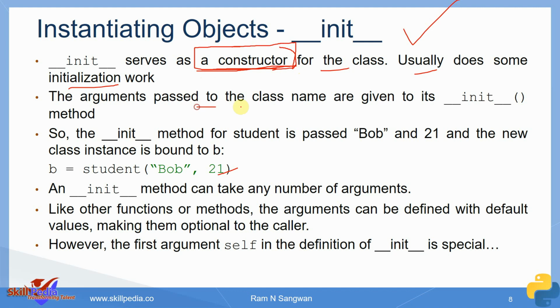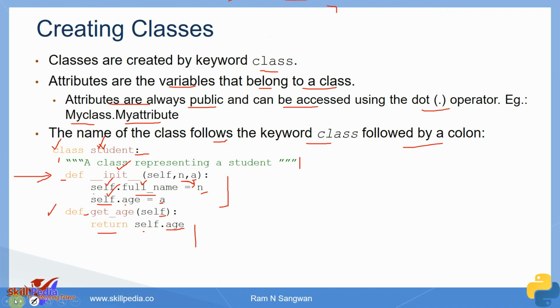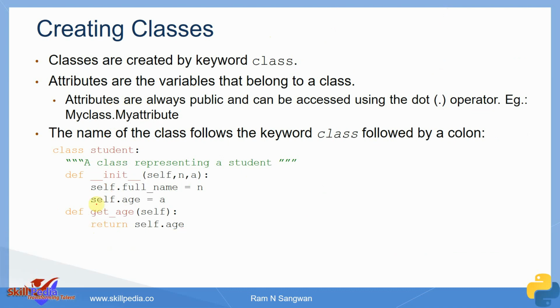The arguments passed to the class name are given to this init method. So the init method for the student is passed Bob and 21. The new class instance is bound to self. So this is how we define b equal to student, and we are passing Bob and 21. So the name will be Bob, age will be 21. These two variables will be assigned by means of the constructor, because it will automatically call that init function, because it is a constructor.